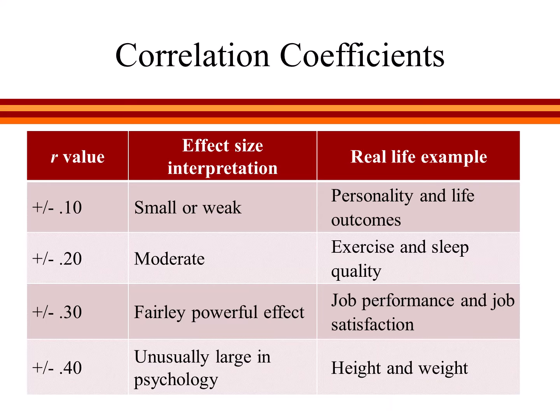In psychology, we tend to observe correlations that range from about plus or minus 0.10 to plus or minus 0.40. An R value closer to 0.10 is considered relatively small or weak, whereas in psychology, an R value closer to 0.40 or higher would be considered fairly strong. And that's because in psychology, the types of variables that we observe are usually determined by many different factors, so it's pretty rare to get a correlation higher than 0.4 or 0.5.